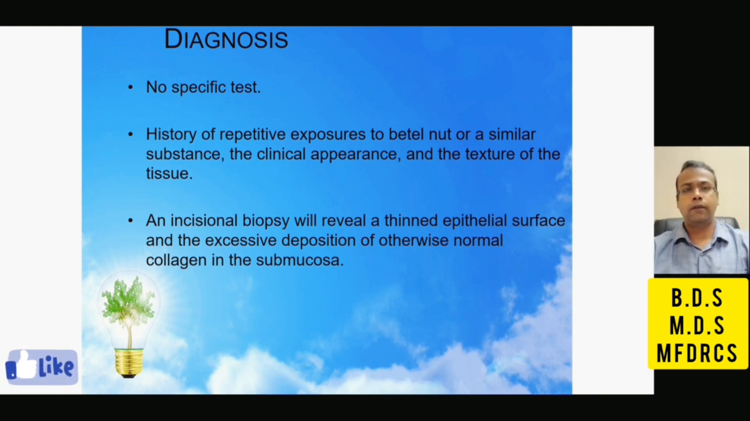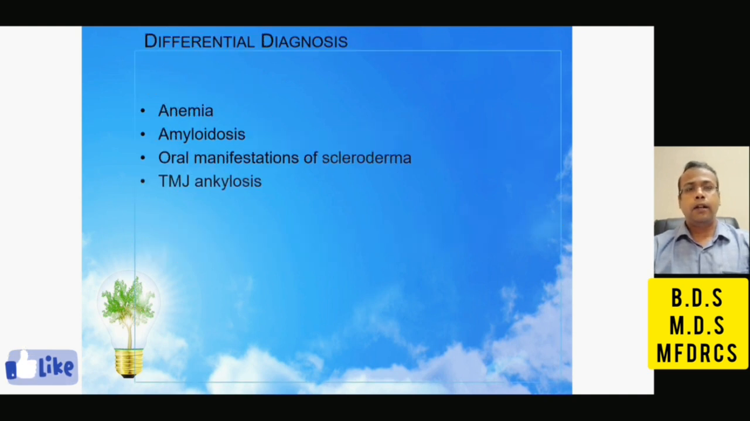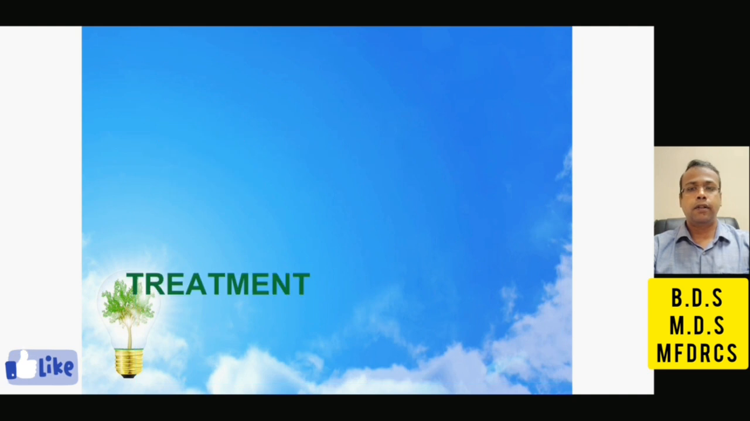Diagnosis of OSMF: as such, there is no specific test, but history of repetitive exposure to betel nut, clinical examination, and the texture of the tissue can confirm the diagnosis. An incisional biopsy will reveal a thin epithelial surface and excessive deposition of otherwise normal collagen in the submucosa. Anemia, amyloidosis, oral manifestations of scleroderma, and TMJ ankylosis can be considered under the differential diagnosis of oral submucous fibrosis.